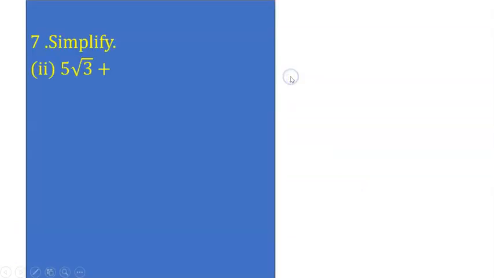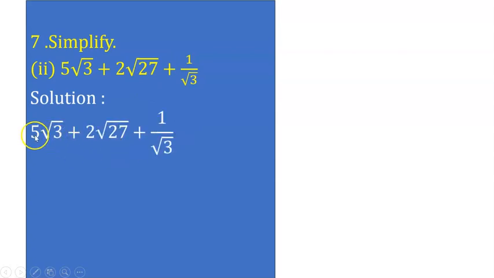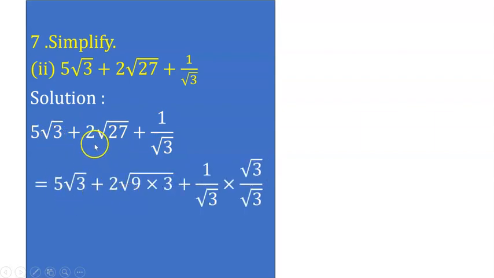Now next, simplify 5 root 3 plus 2 root of 27 plus 1 by root 3. Now see this here: 5 root 3 plus 2 root of 27 plus 1 by root 3. 27 can be written as 9 into 3. Now rationalize the denominator here.